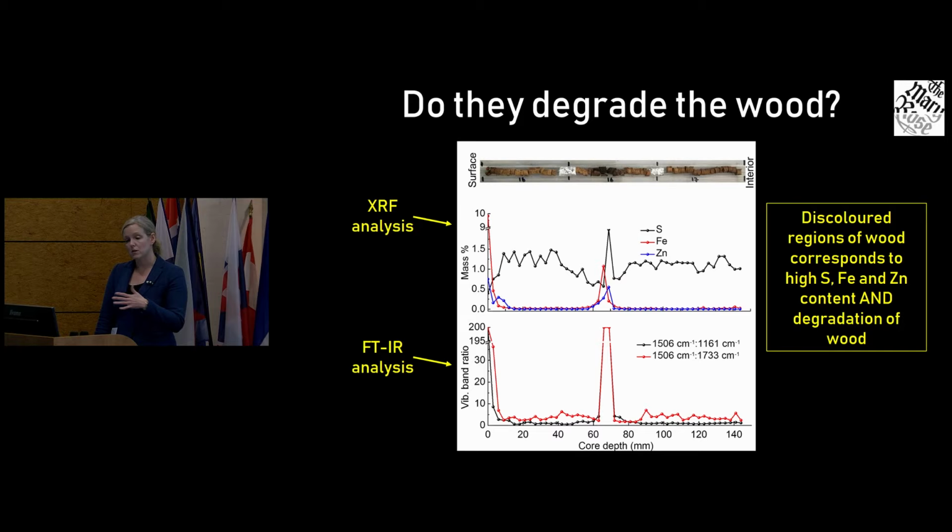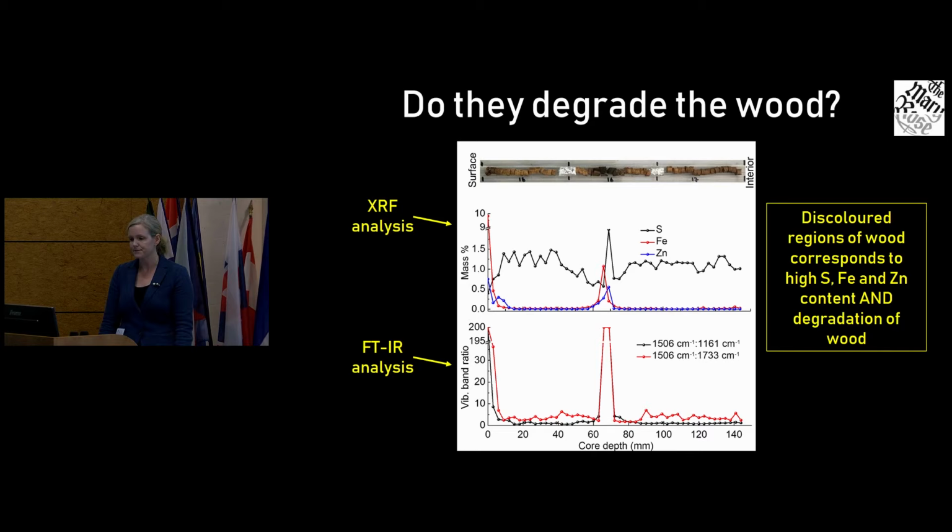FTIR is really powerful with the wood because you can see where it's degraded, because you can distinguish the lignin from the hemicellulose and cellulose, and the latter two are the ones that degrade preferentially. So you see a much higher proportion of lignin where it's really degraded. And sure enough, here you can see the core at the top, where it's darker. This matches with where it's more degraded, where there's sulfur and iron, but also where there's zinc. So this is another indicator that zinc is playing a role in this.